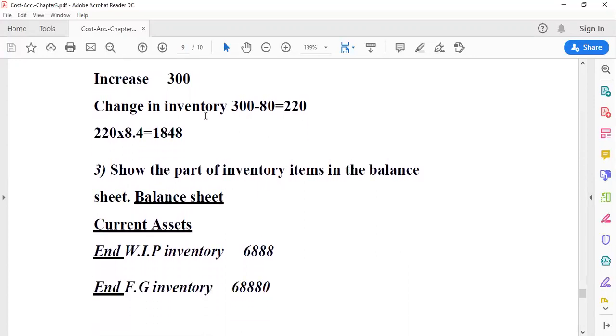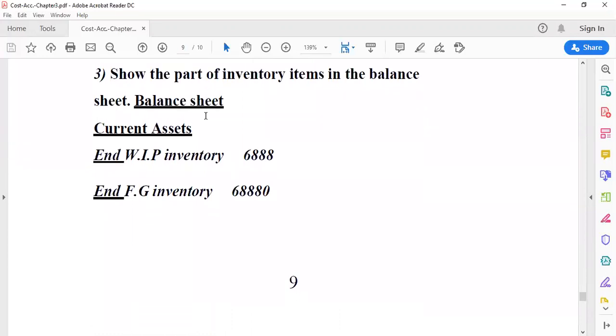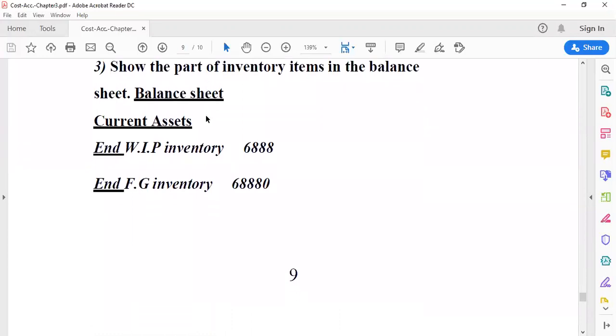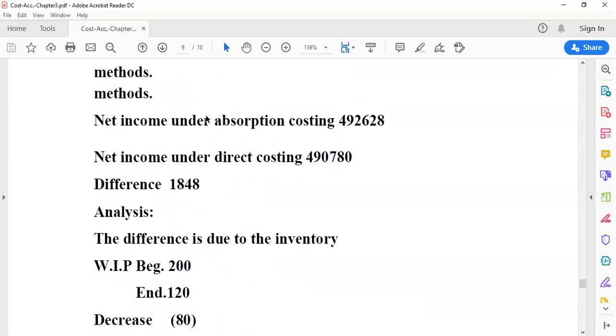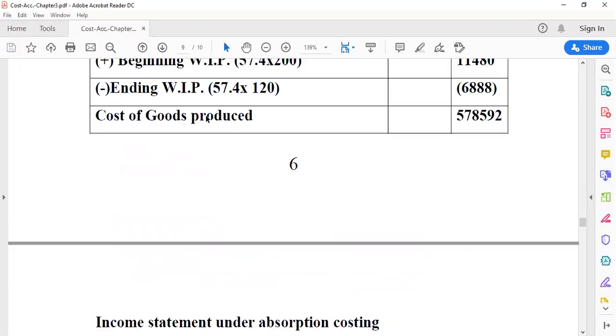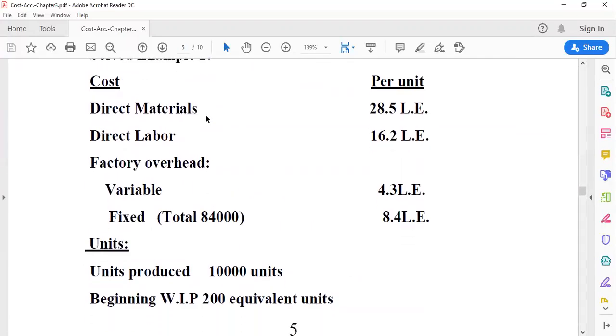So I will take these equivalent units to be multiplied with the whole costs of our units. What is our whole costs of the units? Actually, we need to go back to our example to get the costs. We have direct material 28.5, direct labor 16.2, variable and fixed overhead 4.3 and 8.4.